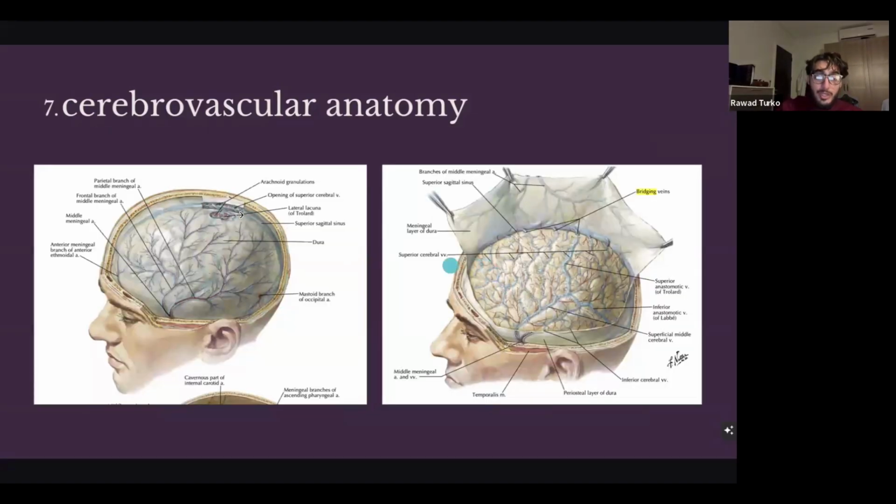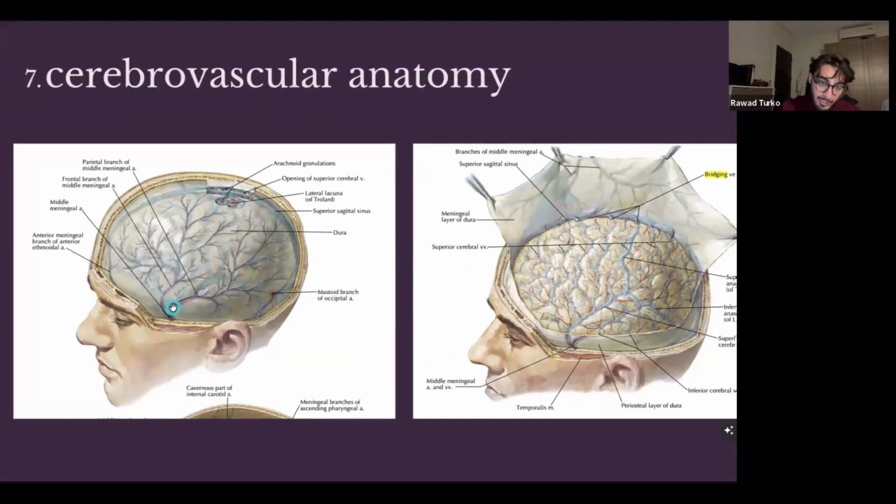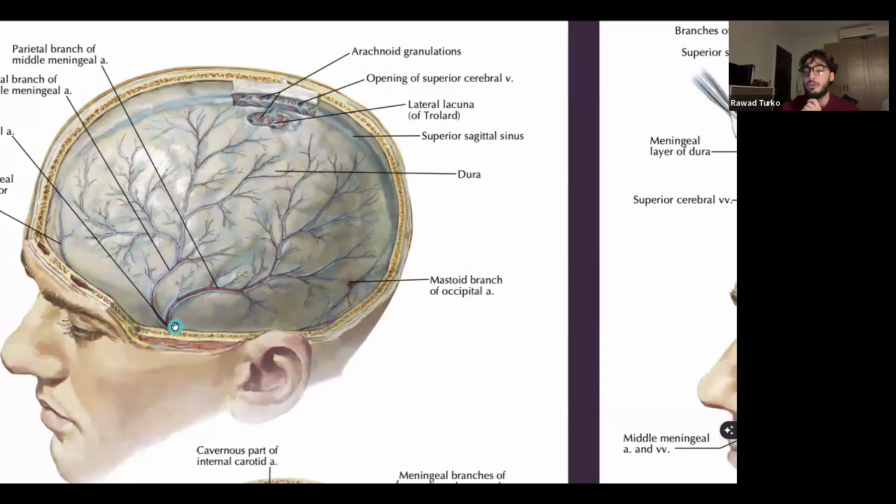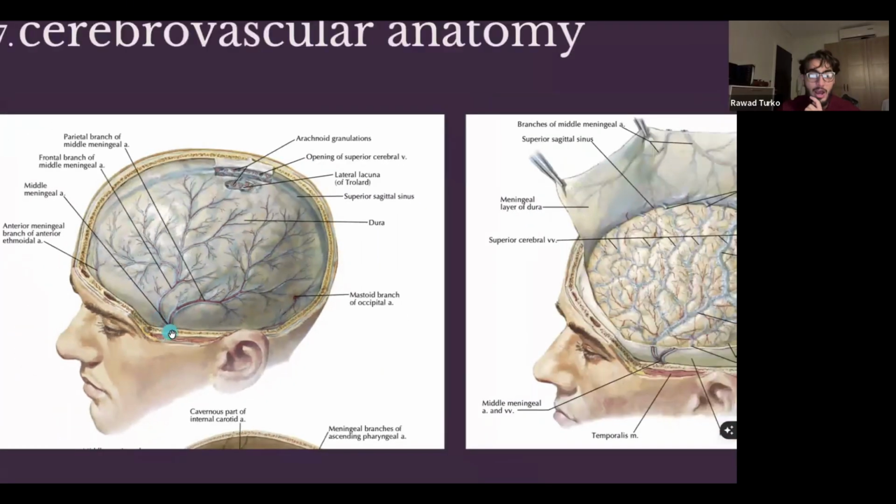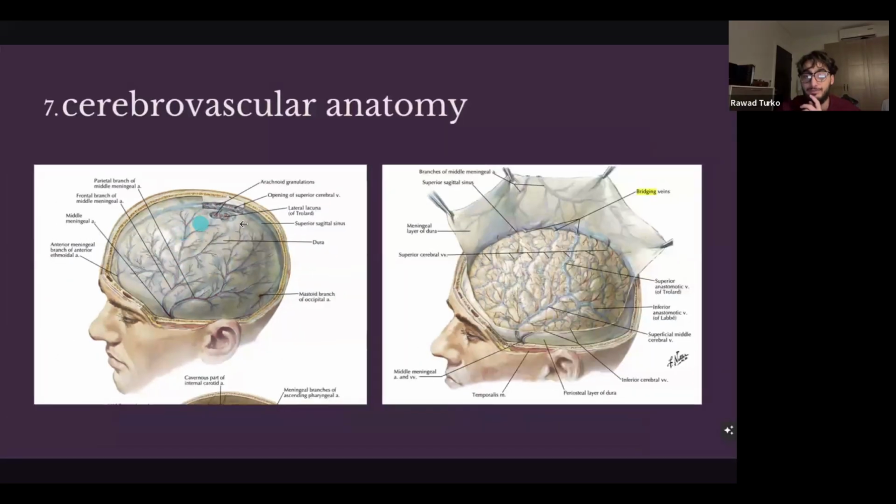Sorry. So again, this is a picture for you guys to take a look at the middle meningeal artery. So this is the middle meningeal artery here. As you can see, it's a branch of the external carotid, so not the internal carotid. A branch of the external carotid. It's coming out right here, and then it's going to branch off. It's going to supply the dura.